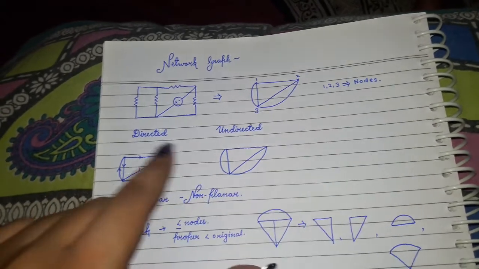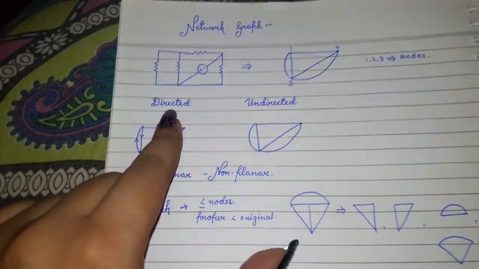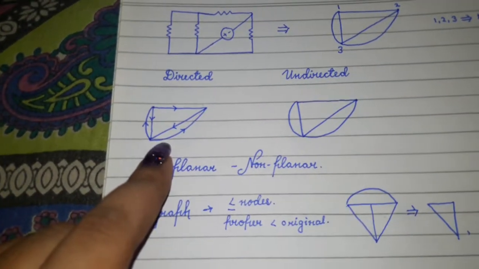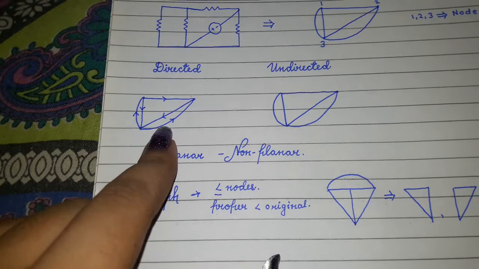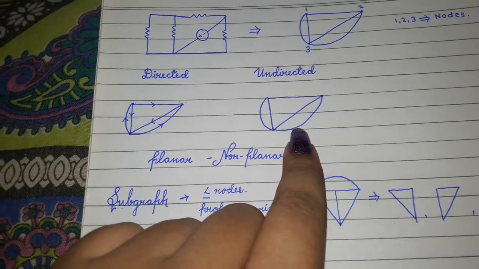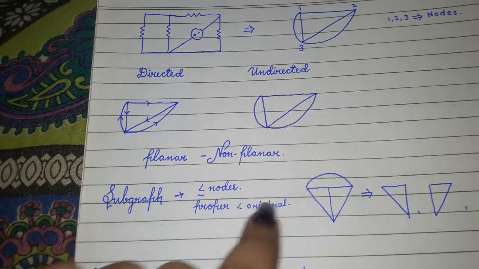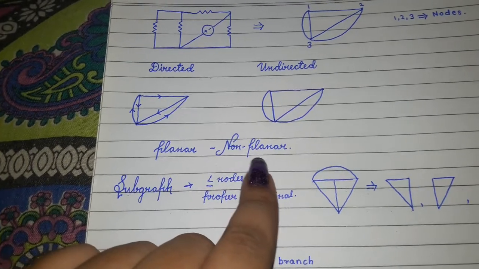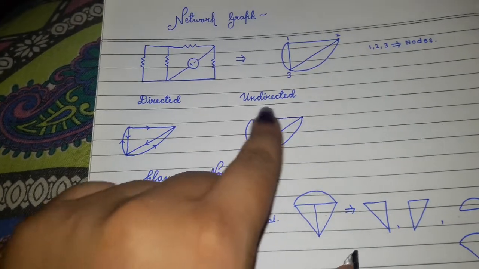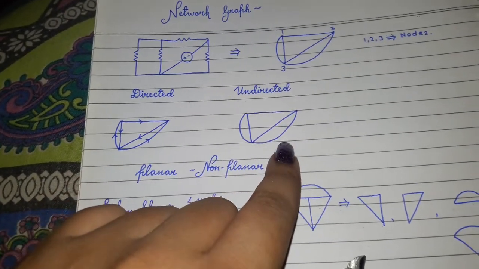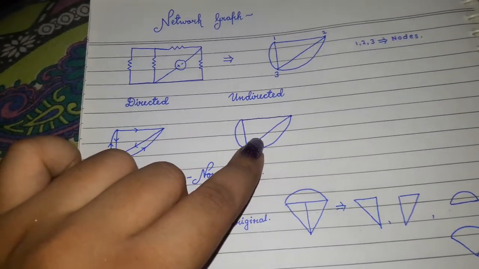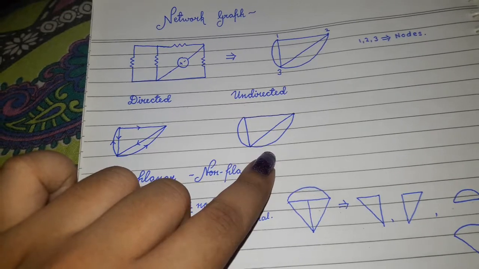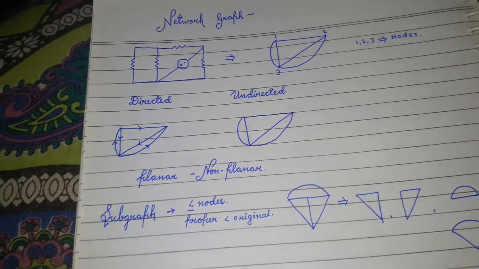Then we have directed and undirected graphs. Here you can see that a graph is following some directions, so it is called a directed graph, and there no directions are mentioned, so this is an undirected graph. Let's talk about planar and non-planar graphs. Here this graph can exist in one plane. It can lie on this plain sheet of paper, so this is a planar graph. If it doesn't follow one particular plane, then it is a non-planar graph.